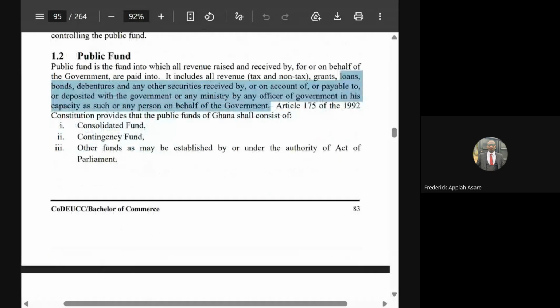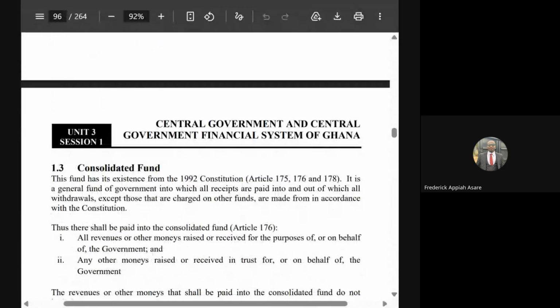According to Article 175 of the 1992 Constitution, it gave us three funds. It gave us the consolidated fund, it gave us the contingency fund, and other funds as may be established by or under the authority of an Act. Now, the consolidated fund.